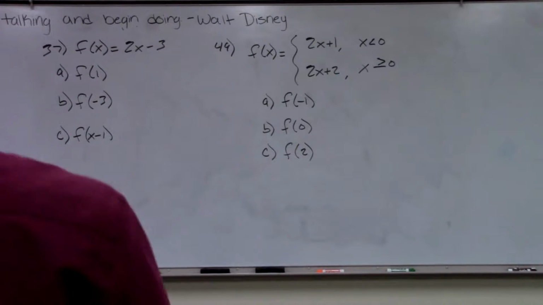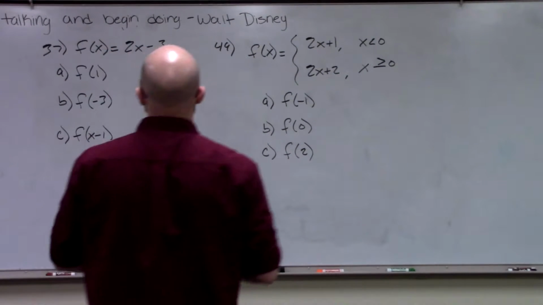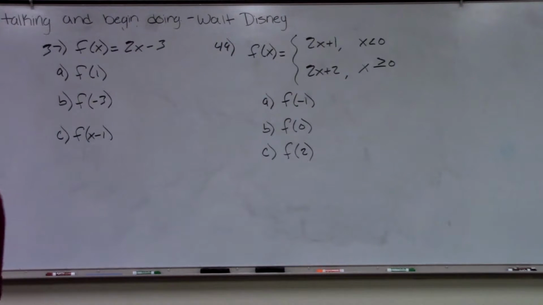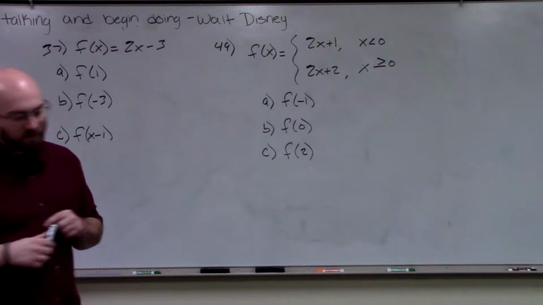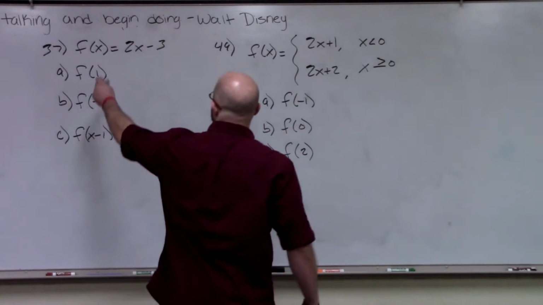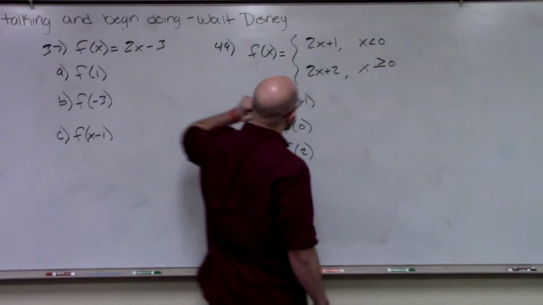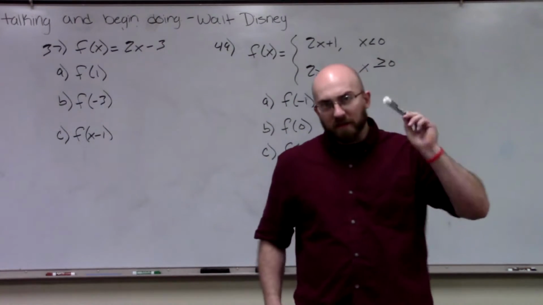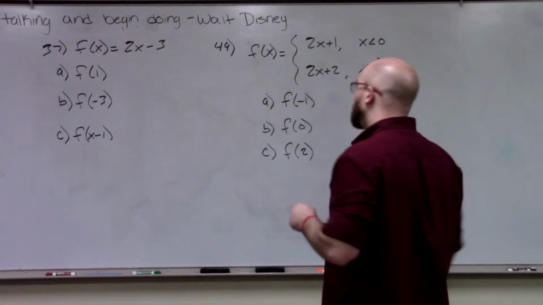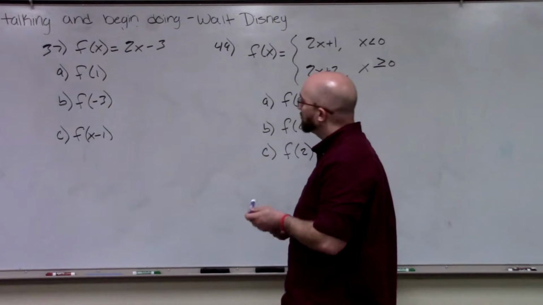Alright, our first set of examples. The instructions say evaluate the function at each specified value of the independent variable and simplify. So f(x), remember, x is our independent variable. This one's actually pretty simple. Don't complicate it, even though people want to complicate stuff.